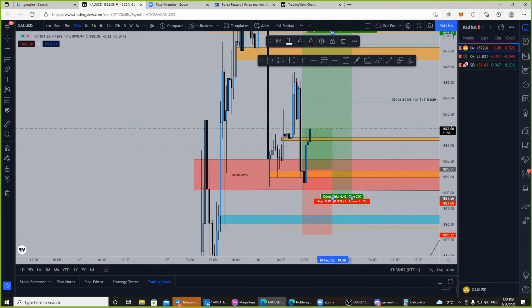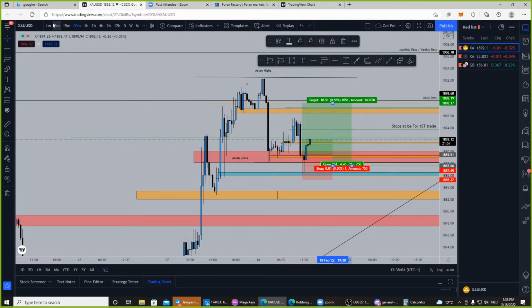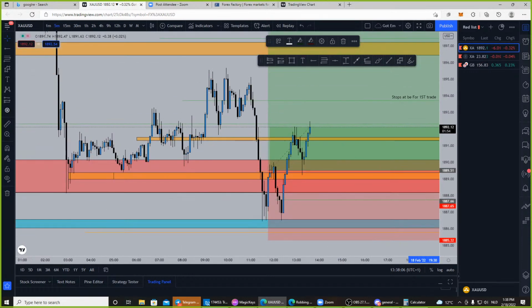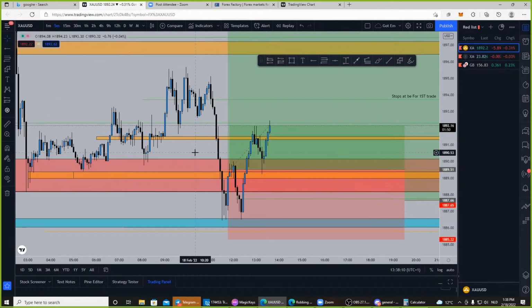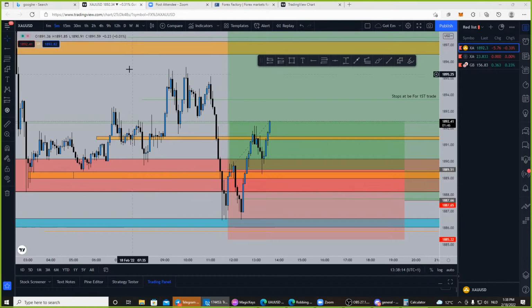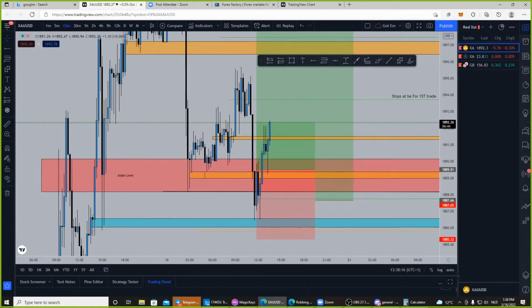This trade's out. This trade's out. This on the 5-minute trade's out. It hit my TP. I forgot to move it. Shit. Fuck. That's fucked up, man. Motherfuckers, dude. Come on, man. Oh, man. Oh, that hurts.